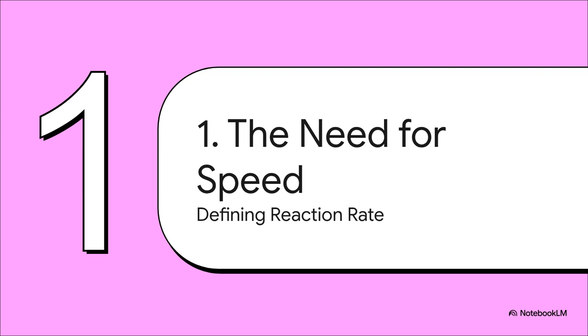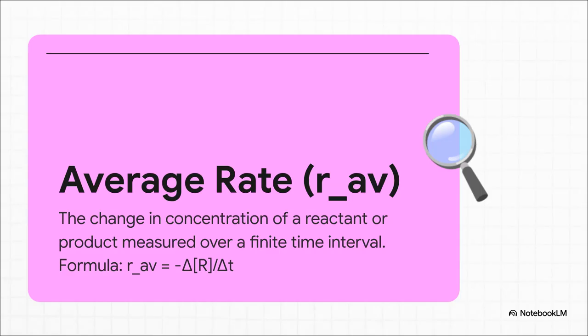First things first, what do we really mean when we say rate? It's a lot like the speed of a car. It's all about how much something changes over time. But instead of miles per hour, we're usually talking about how much the concentration changes per second. Okay, imagine you're on a road trip. Let's say it's 200 miles and it took you 4 hours. Your average speed was 50 miles per hour, right? You just divide the total distance by the total time.